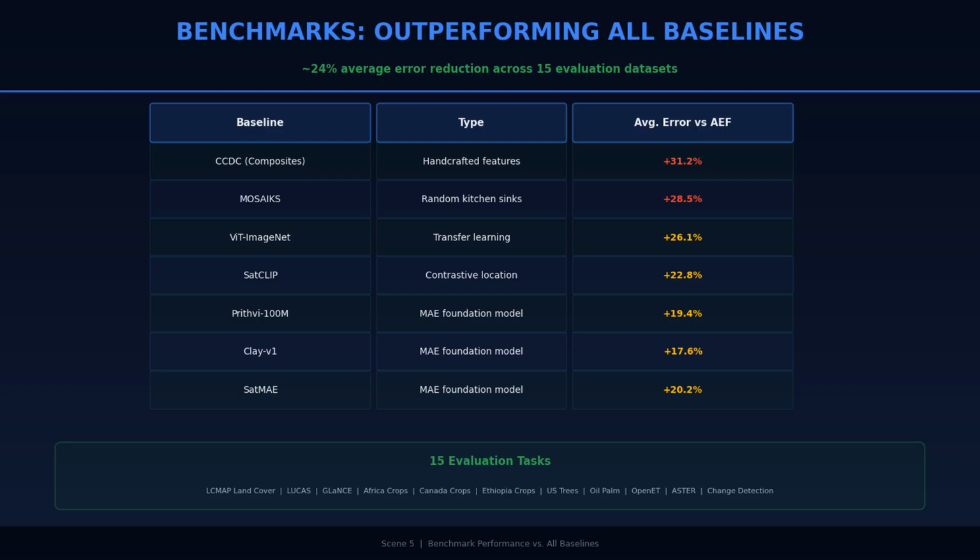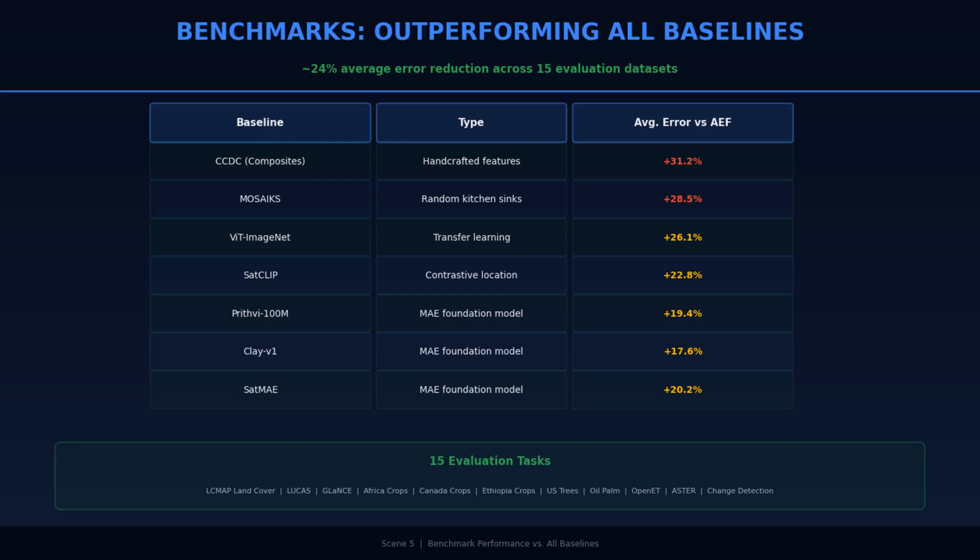AlphaEarth was evaluated across 15 diverse tasks spanning land cover classification, crop mapping, tree species identification, oil palm detection, evapotranspiration estimation, and change detection. On average, AlphaEarth reduces error by approximately 24% compared to the next best method. Traditional approaches like CCDC composites and mosaics random features fall behind by over 28%. Transfer learning from ImageNet underperforms by 26%.